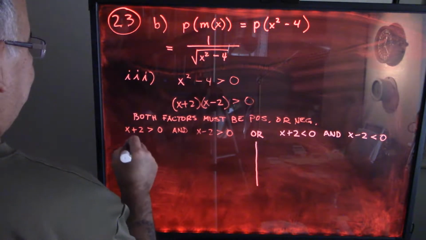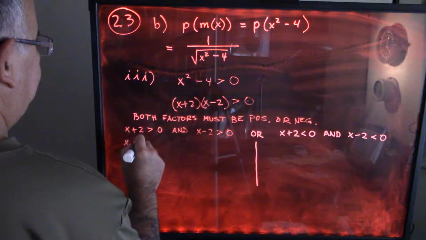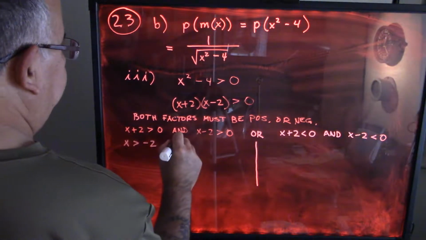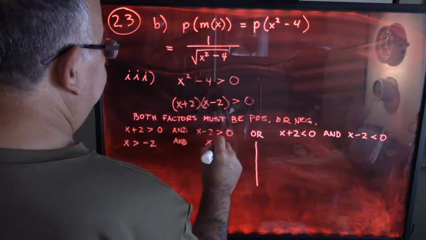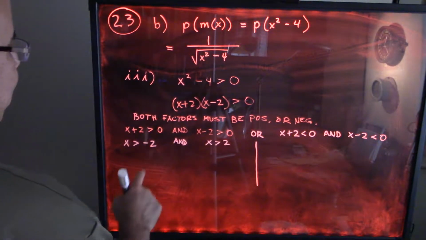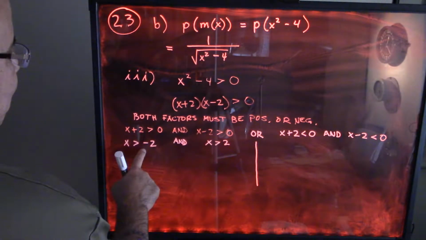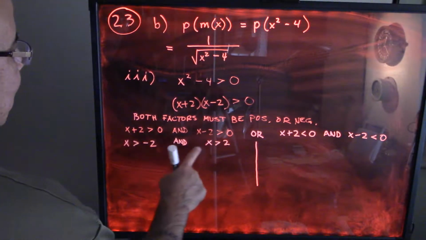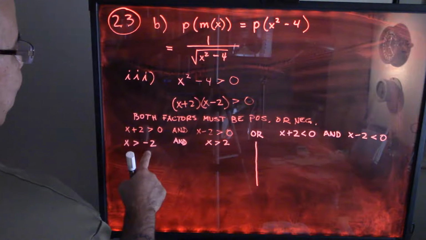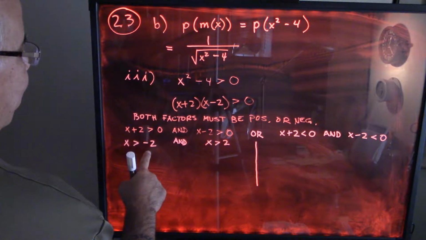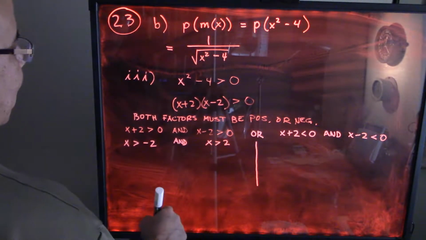Solve them separately. x plus 2 greater than 0, that means x is greater than negative 2. And x minus 2 greater than 0, so x is greater than 2. Add 2 to both sides of the inequality here, and add negative 2 to both sides here. So when are both of these true? We've got greater than negative 2 and greater than 2. Well, it's both true when x is greater than 2.